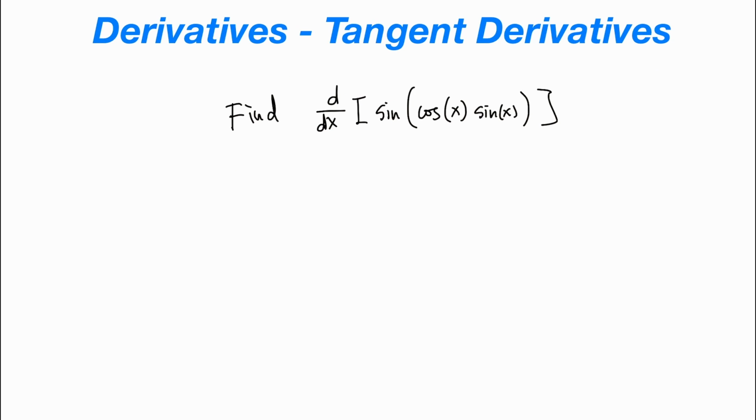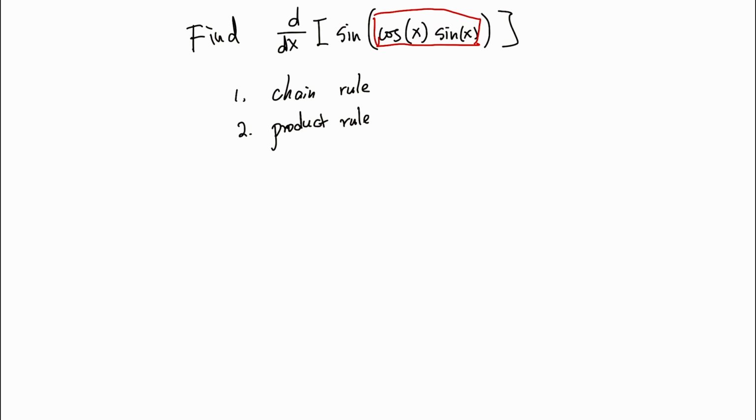So the problem asks us to find the derivative of this weird stuff. If we look at it, this is actually composed of two parts, the inside function and the outside function. The inside function is a product of two trigonometric functions. So what we have to use here is the chain rule, and the product rule for the inside. Let's get started by doing the chain rule.